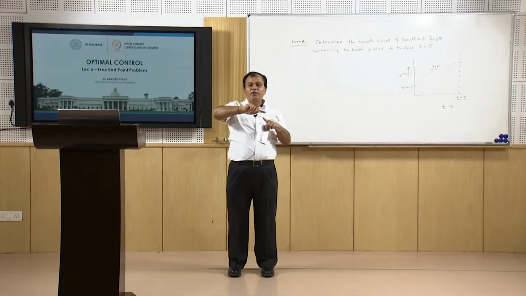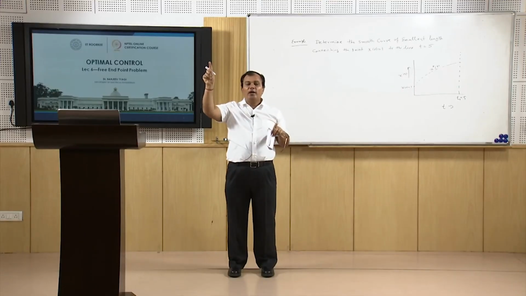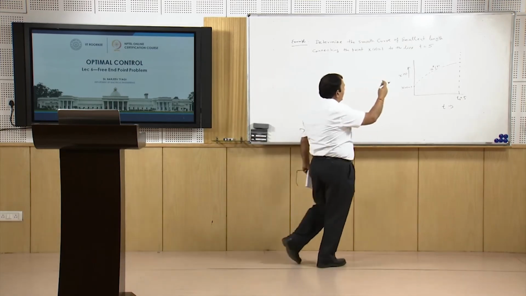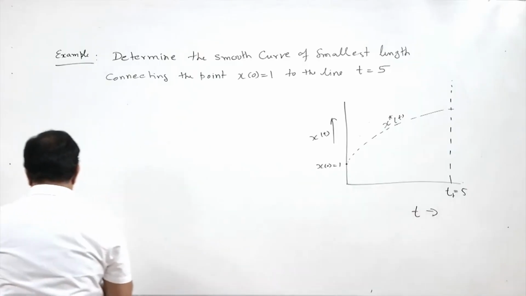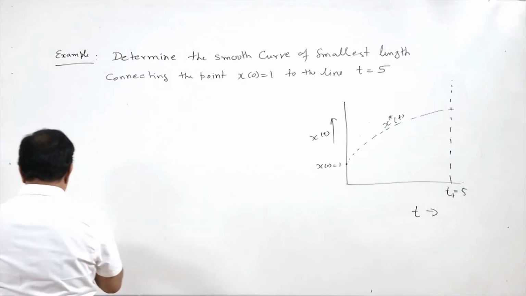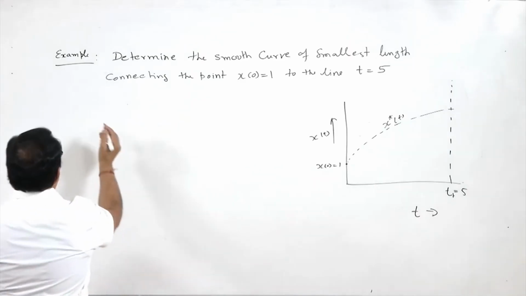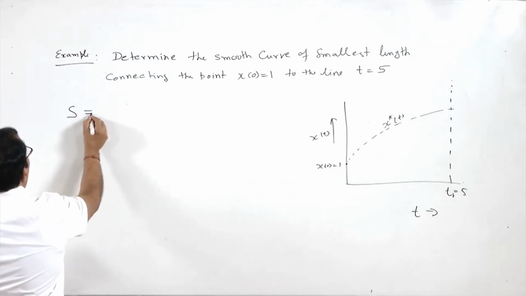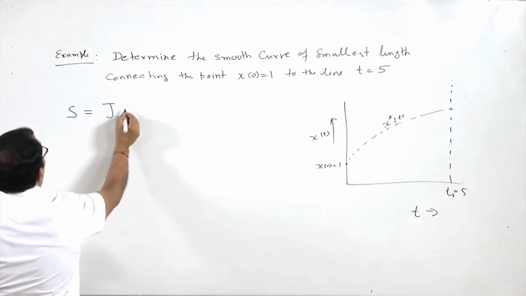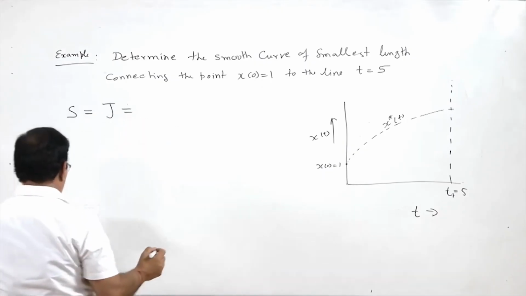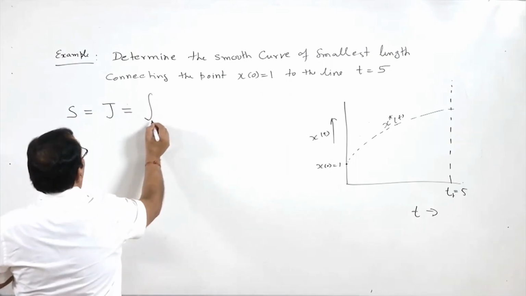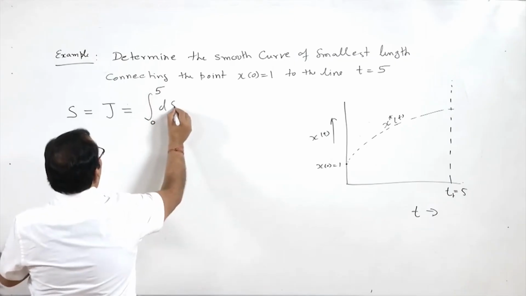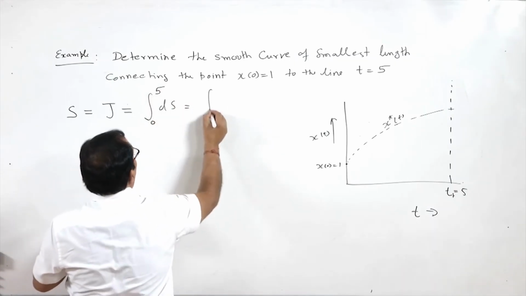So, in the first problem we are trying to find the shortest distance between two points. If this is my x(t), I can write my distance, which is nothing but my objective function, in the similar manner as we have done before, from 0 to 5 with ds. And what was the ds?